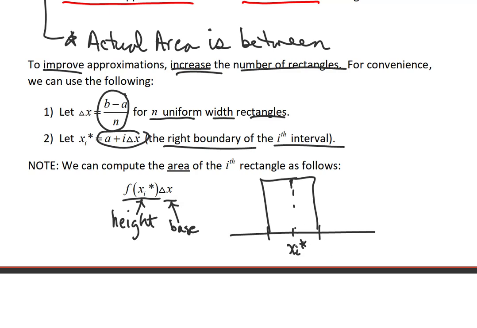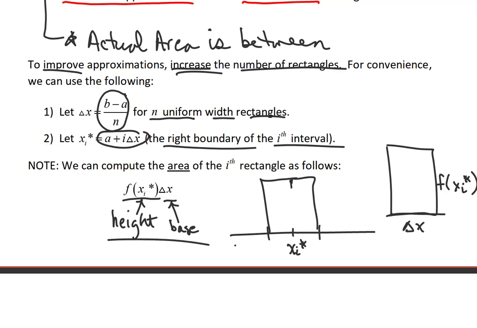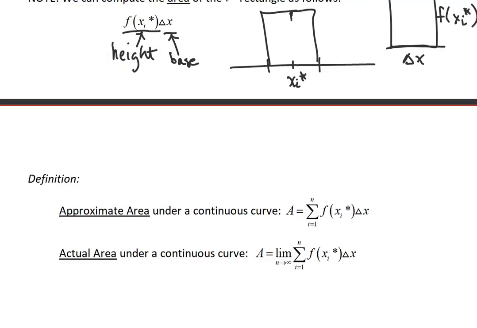The height is f of x sub i star, which means in an even simpler picture, which I'll draw now further to the right, we just have a rectangle whose base is delta x and whose height is f of x sub i star. So base times height is how we compute the area of a rectangle, and that's how those measures are done in this picture we've set up. So f of x sub i star times delta x is really just a base times height calculation, which is really just the area of a rectangle. Base times height. That's it. Simple geometry here.